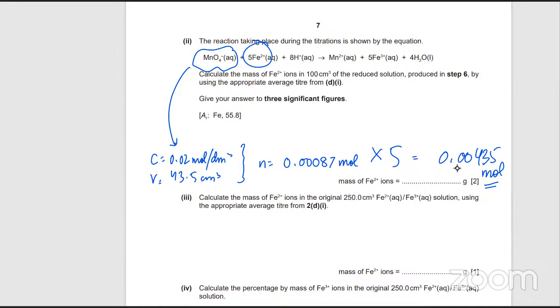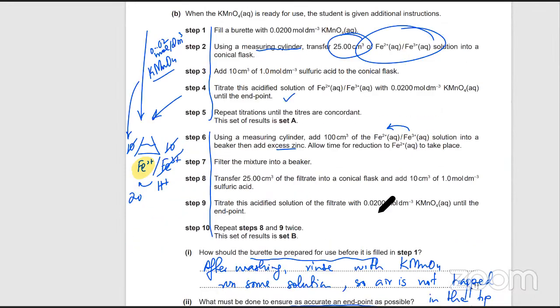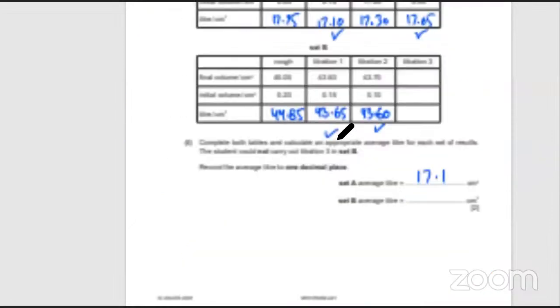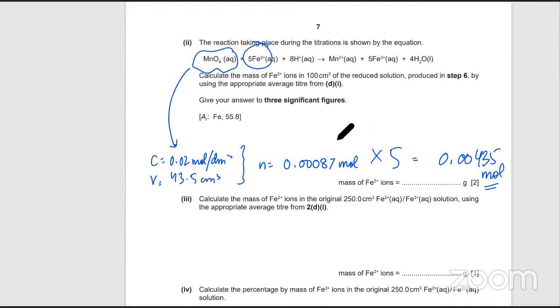But remember, these moles are not in 100 cm³. What is the volume that you're using in the titration? You're using 25 cm³. So these moles are in 25 cm³. The 100 cm³ solution you prepared, from that you use 25 in the titration, so that's going to be multiplied by 4. So in 100 cm³ it's going to be 4 times more. Multiply this by 4, so what do you get? 0.0174.